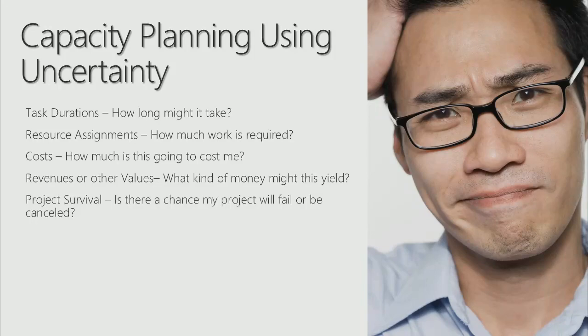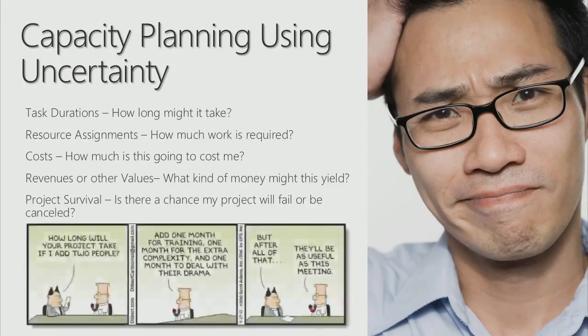And lastly, project survival. Is there any chance my project will fail or be canceled? If there is any chance that that's going to happen at any time, there could be key milestone stage gates, go, no-go decisions during my project. That I might want to model, because if that project is going to cancel in flight, that's going to free up a lot of resources to work on other projects. And I probably want to take that into account.